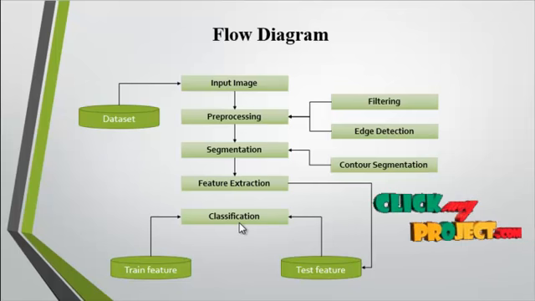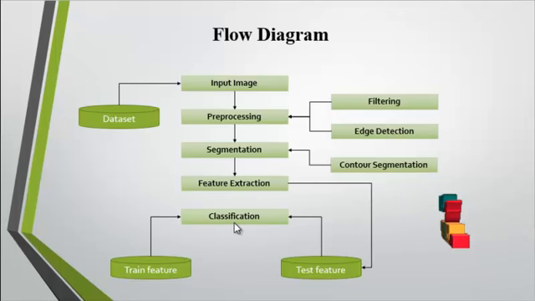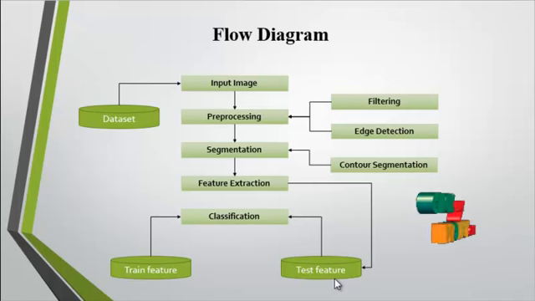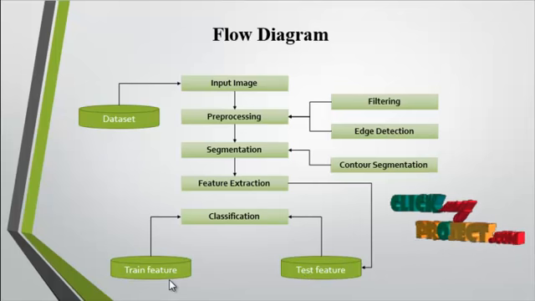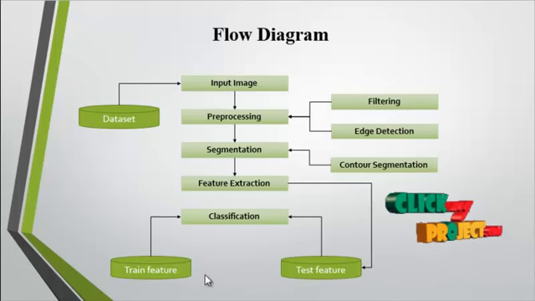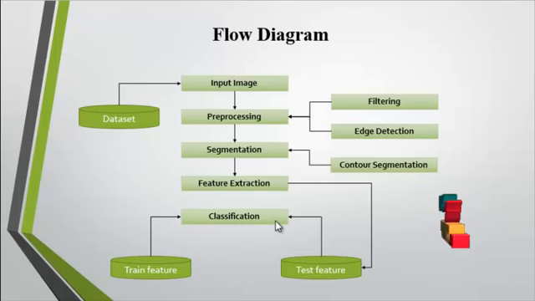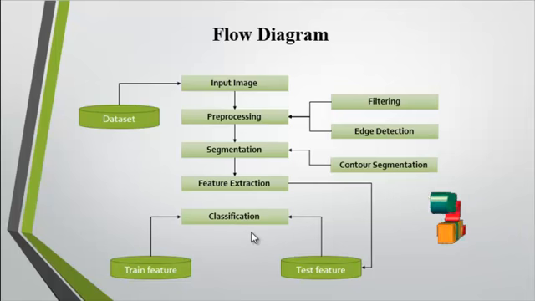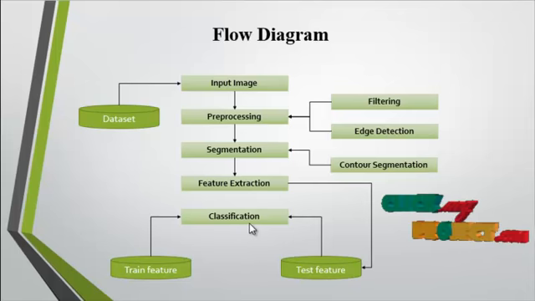Then the classification is undertaken. For the classification we consider two things, train feature and test feature. Using the combination of both the train feature and the test feature we classify which type the image is. After the classification the result will be in text format. To achieve better classification we use the SVM, which is abbreviated as support vector machine.